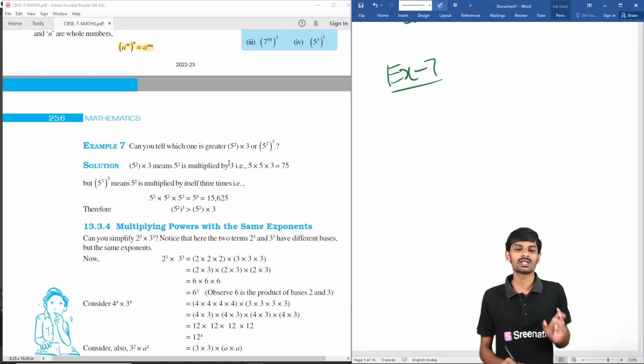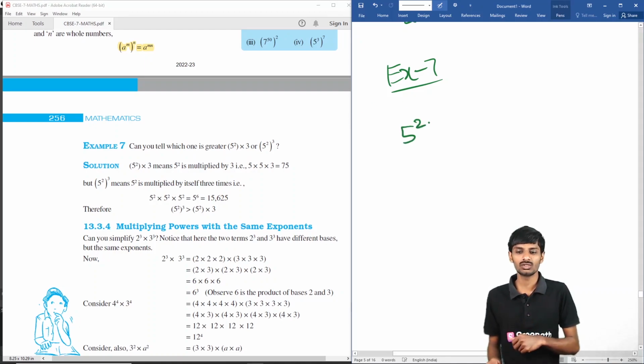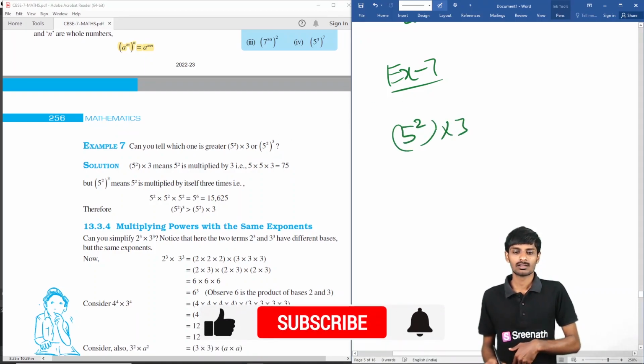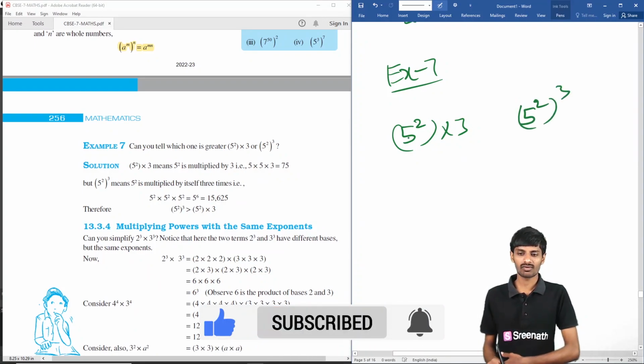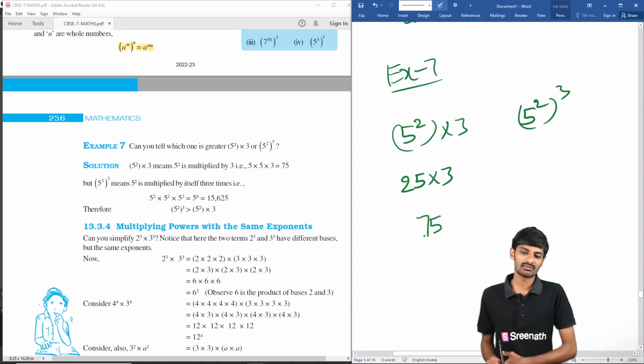Can you tell which one is greater? We have to tell which one is greater. Here there is 5 square into 3, and here we have 5 square whole power 3. If you do it here, 5 square is 25, and 25 into 3 is 75.